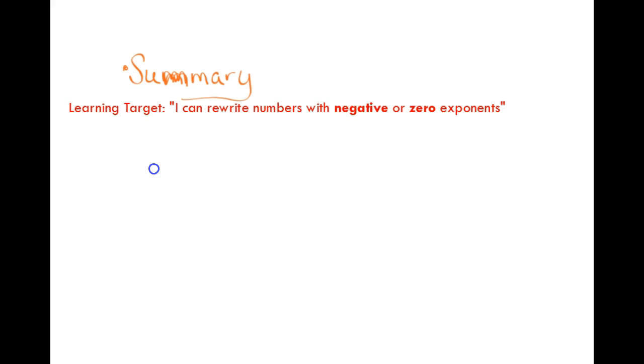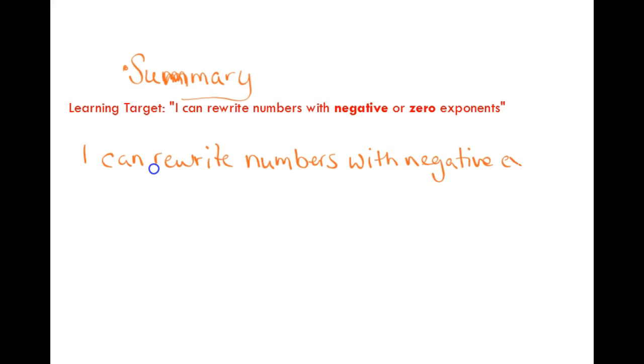So you might want to start your summary by breaking it up and saying, I can rewrite numbers with negative exponents by, and you fill in the rest. So it's a little sentence starter. I can rewrite numbers with negative exponents by blah, blah, blah. You tell me the rest. I don't want to put words in your mouth.